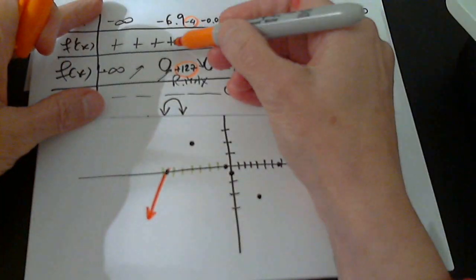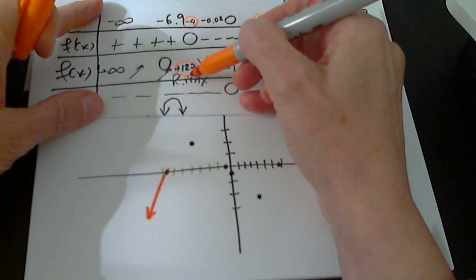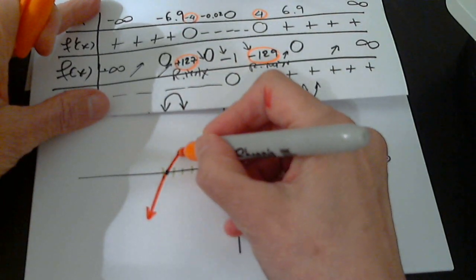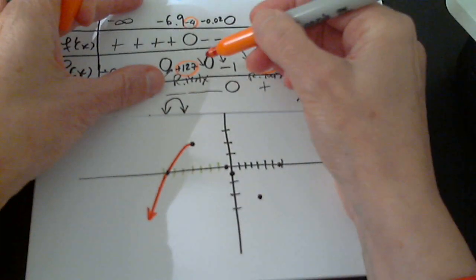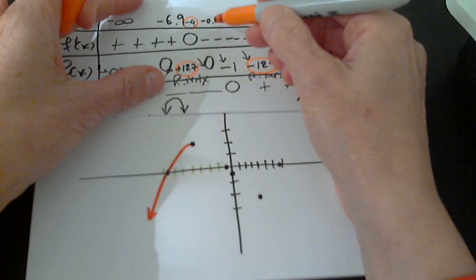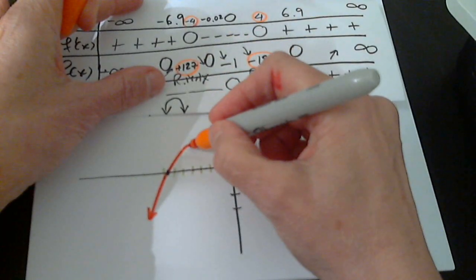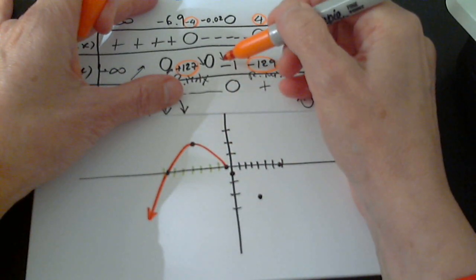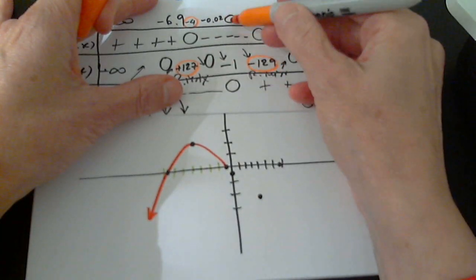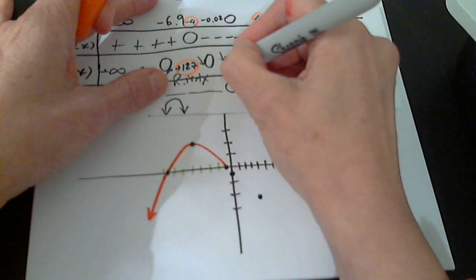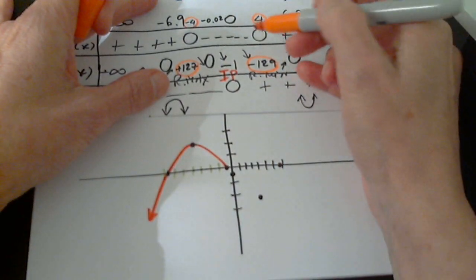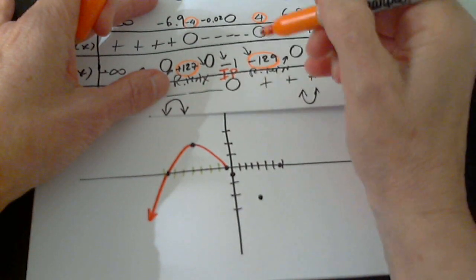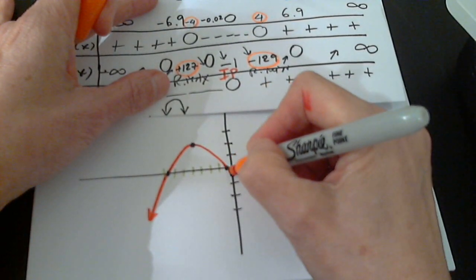Continue. Increases to this relative maximum, opening down. Fine. Decreases, still opening down, to the next x-intercept. Fine. At this point, continues to decrease to the, I forgot to mention here, IP. Continues to decrease to the y-intercept, which is also the IP, inflection point.